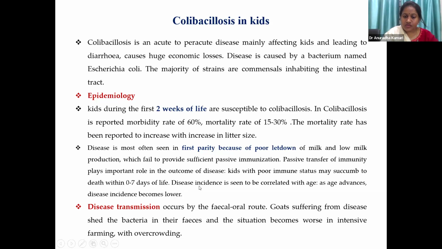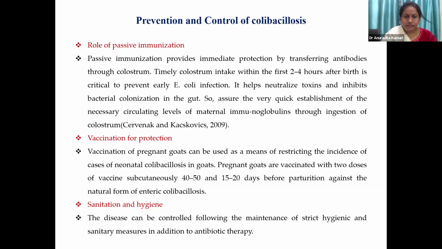The incidence of the disease is reduced as the kid advances because of development of active immunity in the kids, and there is a change in the type of epithelium of the intestine that prevents the attachment of that particular bacteria to the intestinal wall. Transmission of colibacillosis occurs by the fecal oral route. Goats suffering from the disease shed the bacteria, so this is mainly a problem in goats housed under intensive and semi-intensive housing systems.